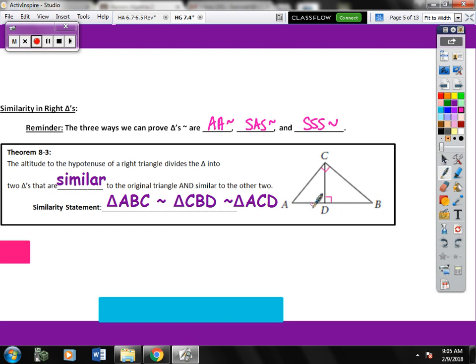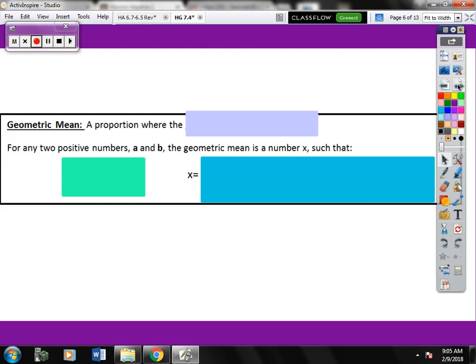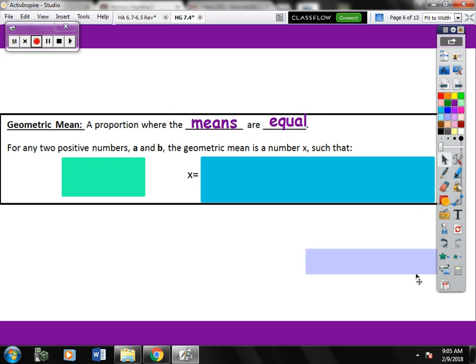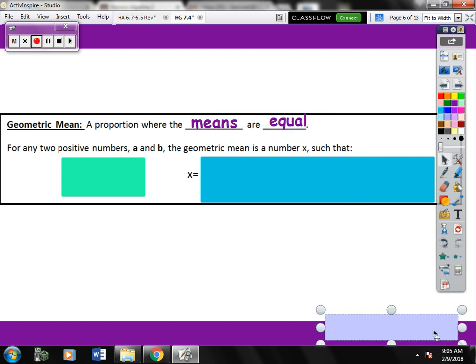And again, you can see how it's kind of hard to see what would correspond to what when you don't have the angles to indicate what's 50, what's 40, and so on and so forth. So that's why we're going to talk about this geometric mean that'll help us set up proportions a little bit easier. So the geometric mean is a proportion where the means are equal.